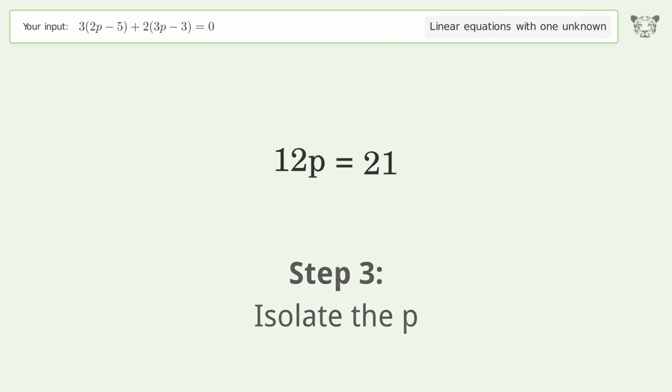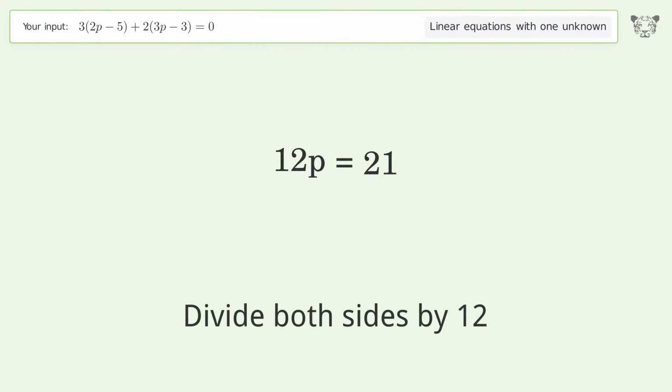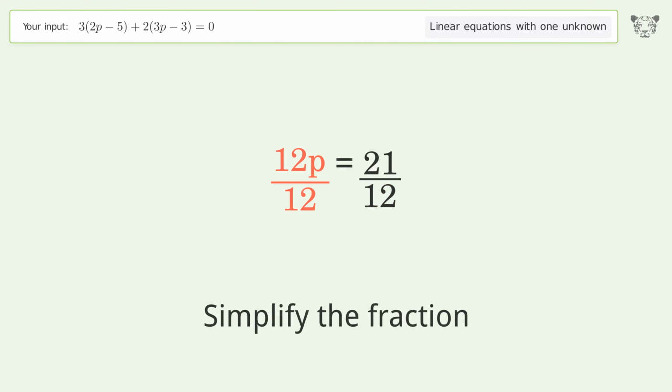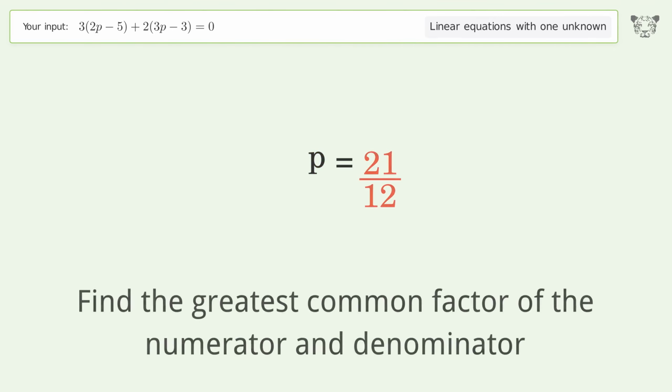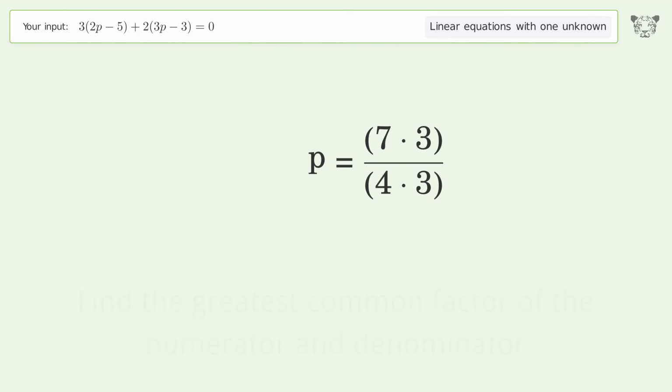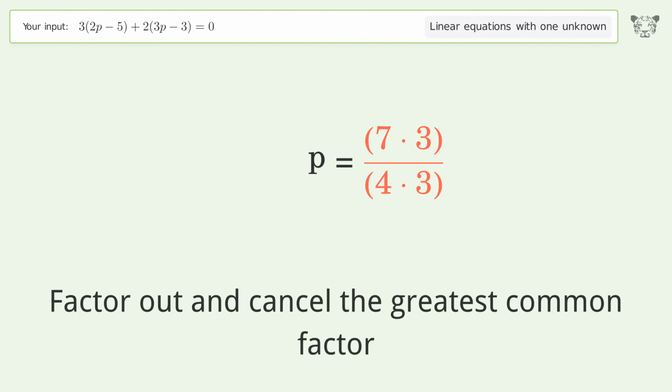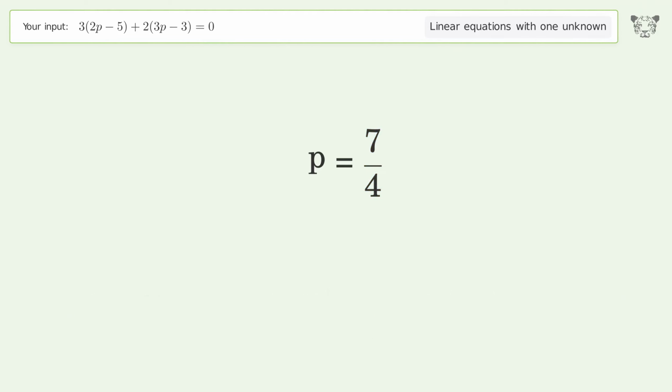Isolate the p. Divide both sides by 12. Simplify the fraction. Find the greatest common factor of the numerator and denominator. Factor out and cancel the greatest common factor. And so the final result is p equals 7/4.